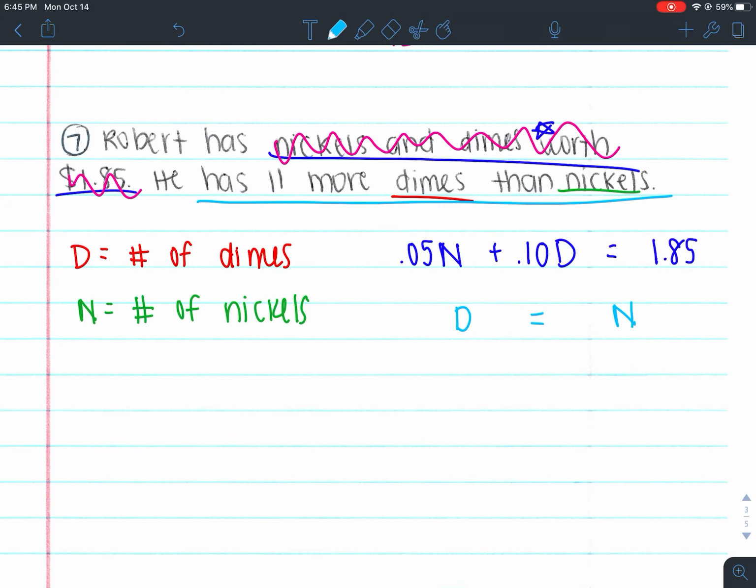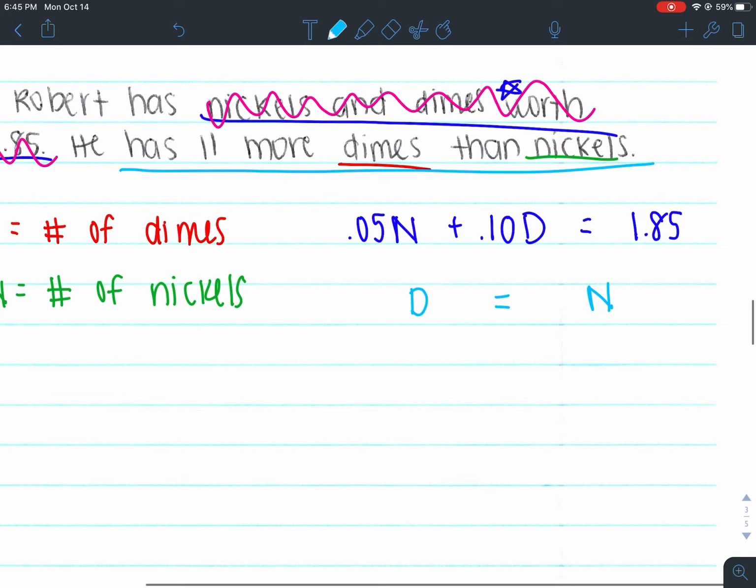Okay, he has 11 more dimes than nickels. So which one of these does he have more of? Does he have more nickels or does he have more dimes? He has more dimes, right? So because there are more dimes, I'm not going to mess with the variable D. I'm going to manipulate the variable N so that I can make it even with D. Because there are more dimes, I need to add the same amount to nickels and make that the same amount. So now they're balanced. So I would have D equals N plus 11.